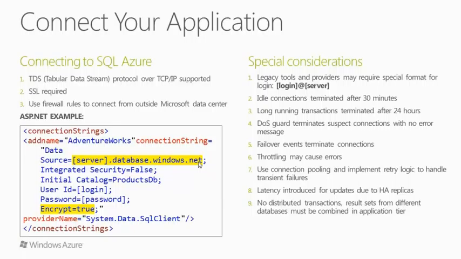So best practices state: use connection pooling and implement retry logic to handle transient failures. This is a best practice. This should be done anyway, right? Always use connection pooling. And now that we're going over the internet, you may possibly have your application on-premise connecting to SQL Azure. Regardless of whether your application is on-premise or hosted as a hosted service in Windows Azure, implement retry logic. This is just the best practice wherever the application is. That way, if a connection drops or is terminated, you can handle that termination gracefully, right? Now, latency is introduced for updates due to high availability replicas, so there will be some latency.